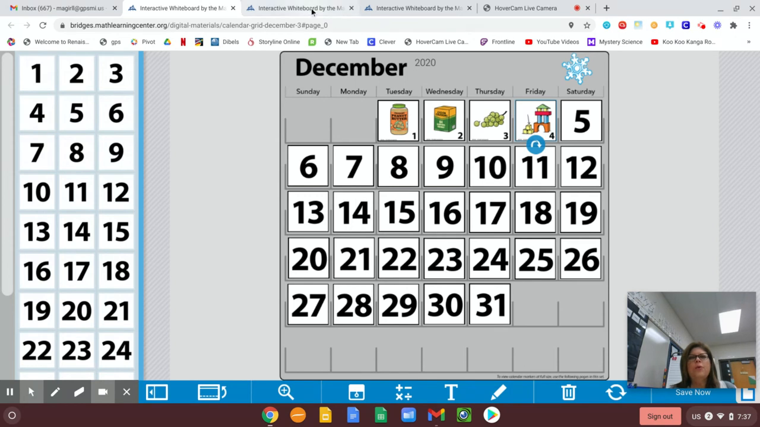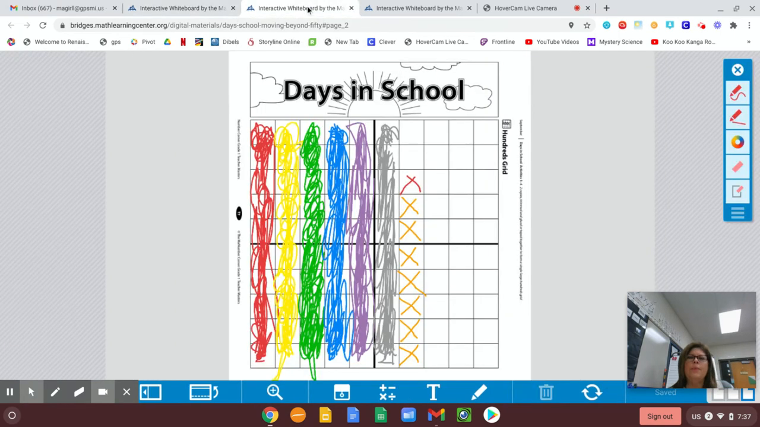So let's now move ahead to how many days we've been in school. We've been keeping track by marking off boxes, and we've got some rows of 10. So we can count each row that's filled up to the top by 10. Let's begin. 10, 20, 30, 40, 50, 60. And now we count by ones. 61, 62, 63, 64, 65, 66, 67, 68.